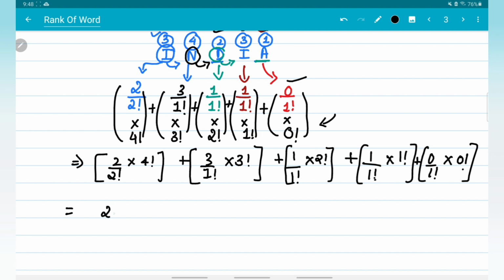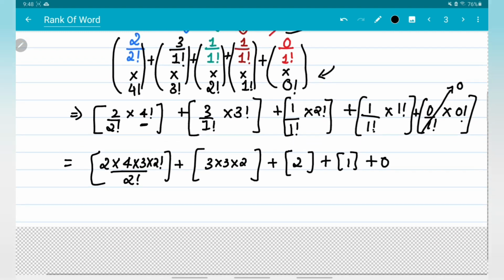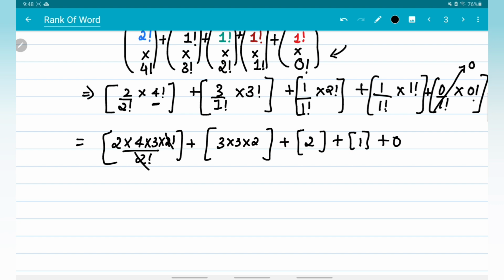Now if you see, 2 into this 4 can be written as 4 into 3 into 2 factorial upon 2 factorial, plus, now when you do this, it becomes 3 into 3 into 2, plus here you'll get 2, then plus here you'll get 1, and plus this is 0. Now this 2 factorial gets cancelled. Now when you solve this, it comes out to be 24 plus 18 plus 3, which comes out to be 45. Okay, so I've got 45.